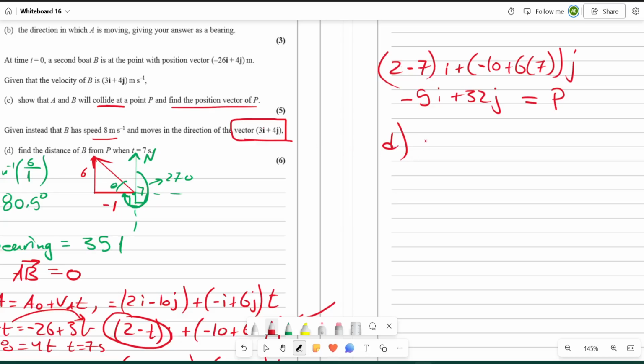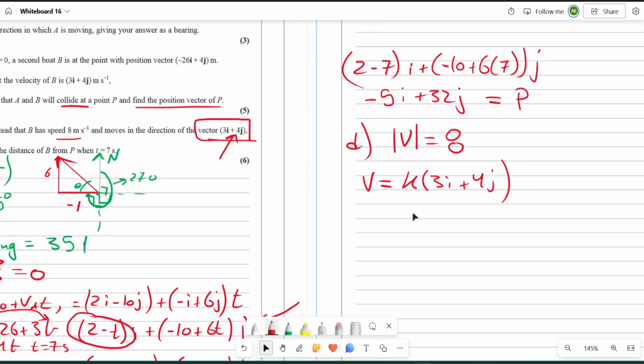So speed of 8 means that the magnitude of the velocity vector is 8, right? And I know that if the velocity vector is moving in this direction, it means that they're parallel. It means that the velocity vector is going to equal k multiplied by my direction, 3i plus 4j. So I'm going to write this as v equals 3ki plus 4kj. That is going to be v.